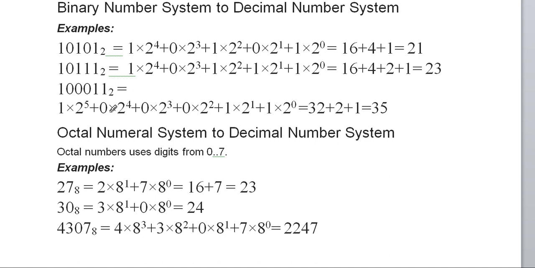So in this way the binary number is converted into the equivalent decimal number. The second process is the octal number system.